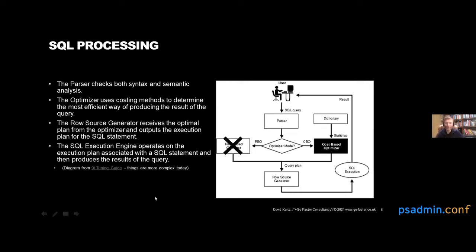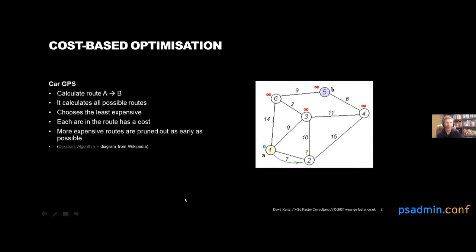Rule-based optimizer, desupported many releases ago. So the only thing that we use now, of course, is the cost-based optimizer. And what it's doing is not that different to the GPS in your car. It's calculating the cheapest route. Your GPS calculates all possible routes and chooses the least expensive, and it prunes down a route. So as soon as you get to the same point and you've got there cheaper by a different route, that route is pruned out. And the same thing happens in the optimizer.